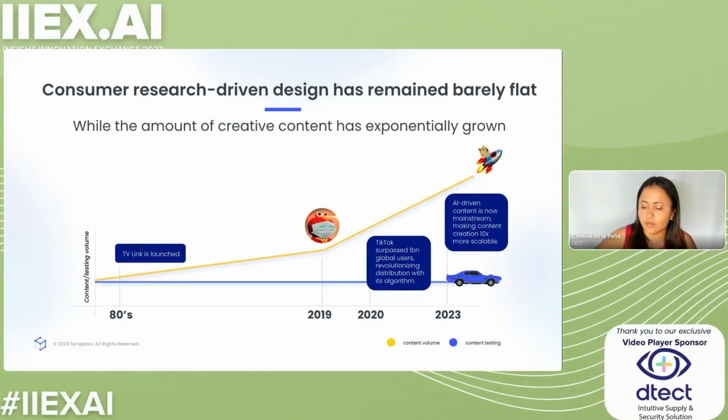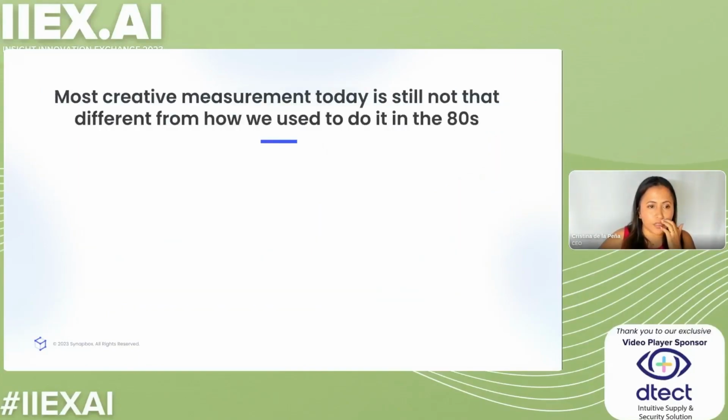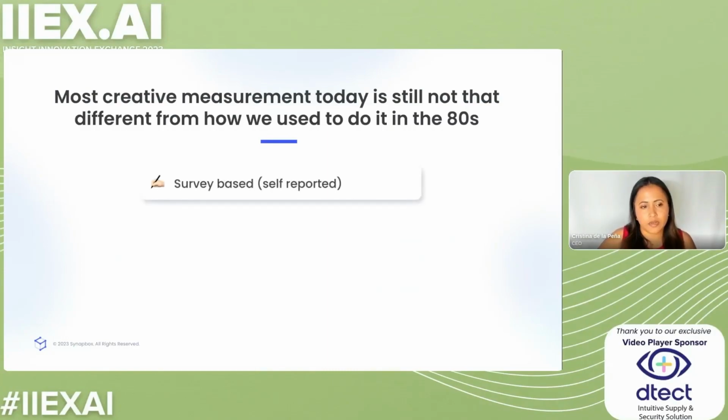And I think it's about time to talk about how we can actually improve consumer testing to put it into the process of content creation. Let's deep dive on that. As I mentioned, it's not that different from what we used to do in the 80s. We put in there the launch of TVLink as a big milestone, because it was one of the methodologies that the industry started using the most.